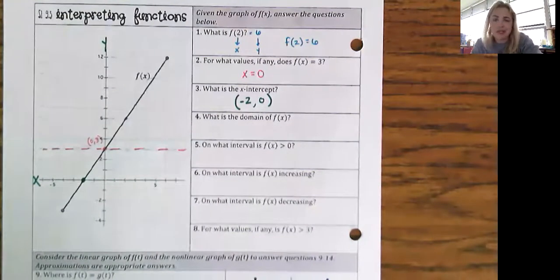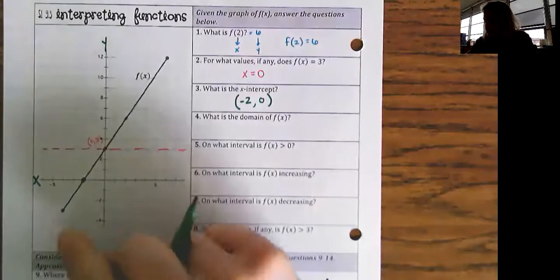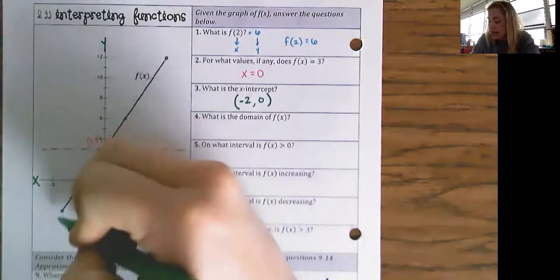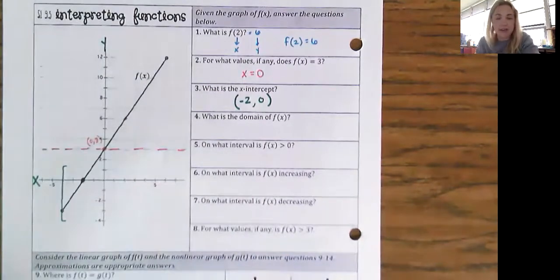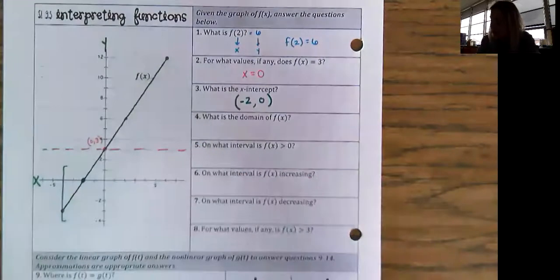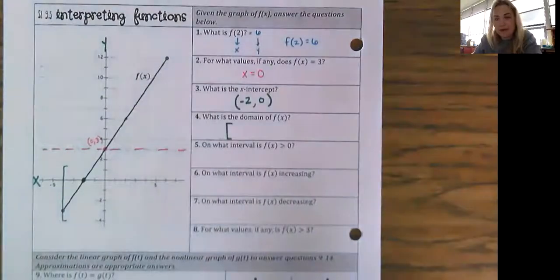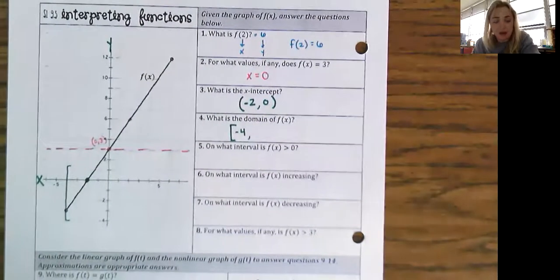Now, the next question, what is the domain of f of x? That means how far does this graph go to the left, and then how far does this graph go to the right? So let's look at this. I can see that the furthest left point on this graph is right here, and that is a filled in dot. So I am going to say that my domain starts to the far left at that place. How far to the left is that? 1, 2, 3, 4 to the left. Now, since it's a solid dot, I need to use a closed bracket. And I would say -4 is the furthest to the left that my graph can go.